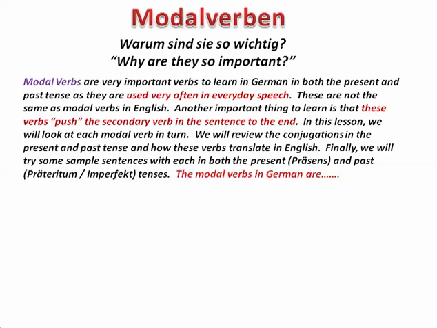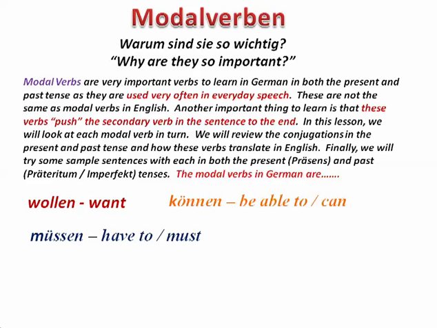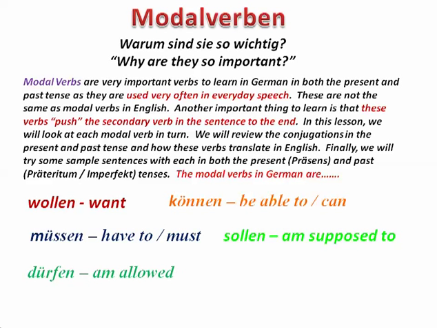So in this lesson, we're going to look at each modal verb. We're going to review the conjugations in the present and the past tense and how these verbs translate roughly into English. And finally, we're going to try some sample sentences with each of the verbs, both in the present and in the imperfect or simple past tenses. So the modal verbs are wollen, to want; können, to be able to, can; müssen, have to, must; sollen, should, supposed to; dürfen, to be allowed, or may; and mögen, to like.